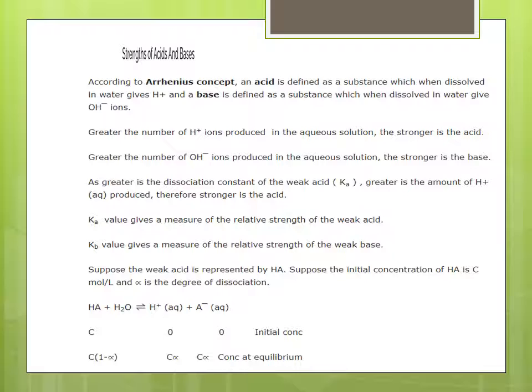Start from its molar concentration C. Initially both products were at 0 concentration. After some time or at equilibrium, the concentration of acid becomes C(1 - alpha), and both the ions have C alpha concentration each.